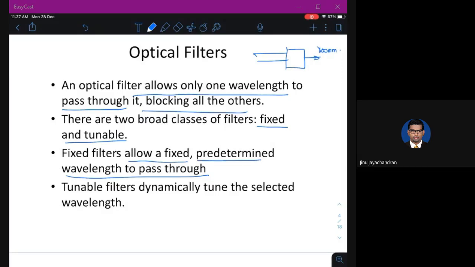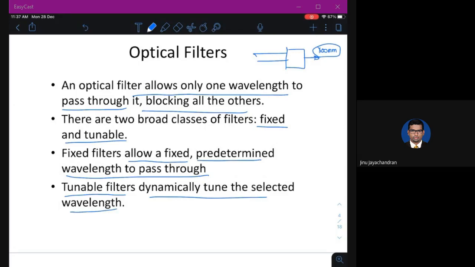It might be information, but that information might not be for you. It might be for some other people. But you will make sure that your information is filtered out. This is called a fixed wavelength filter. And then there is the tunable filter, which dynamically tunes the selected wavelength.